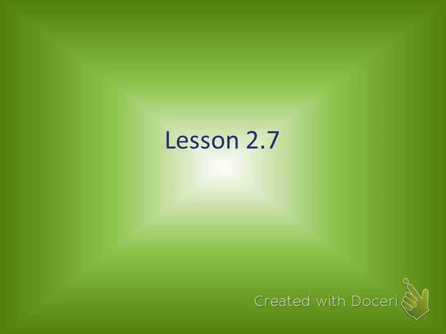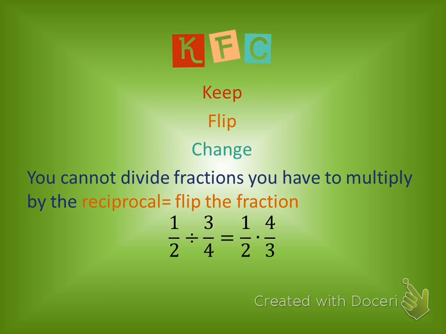Lesson 2.7. If you remember, what we have gone over already this chapter is how to add and subtract positive and negative numbers. If you remember, what are the rules that we use to add and subtract positive and negative numbers? Same signs, add and keep. Different signs, subtract and take.